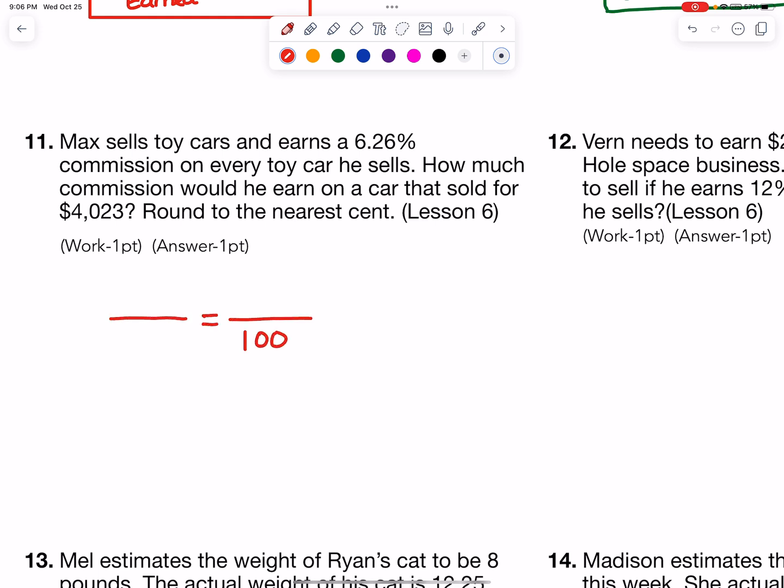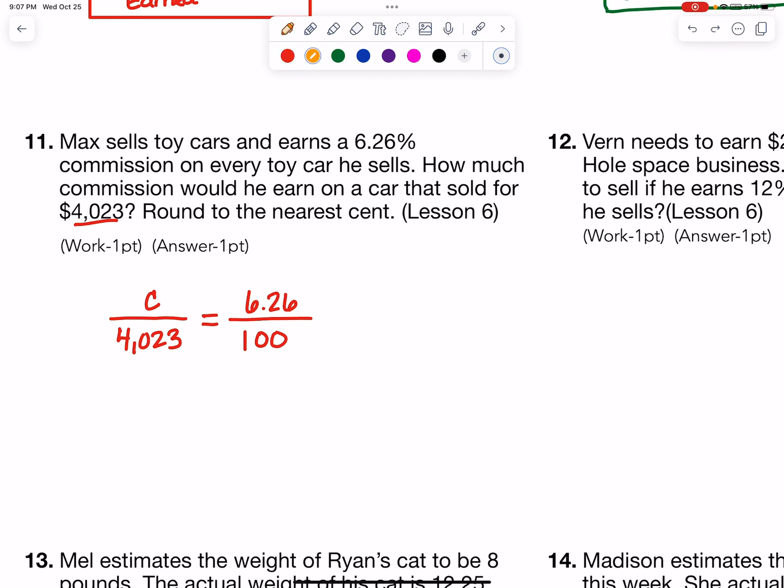We know it's out of 100. We know that he earns 6.26% commission, and we actually just want to know what is the commission. So for this one, we're actually using the number 6.26. It says it sold for $4,023. And so this was the price, sort of the OG price, and we're finding the commission. So that's why C is on top. The commission is that 6.26. So if they line up together, that's what you're finding.